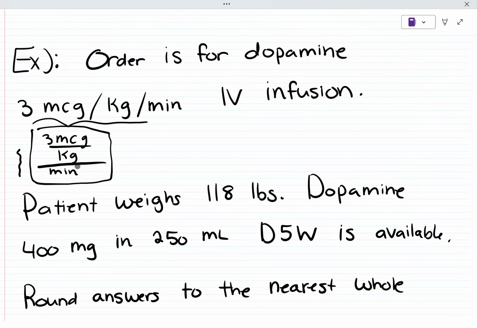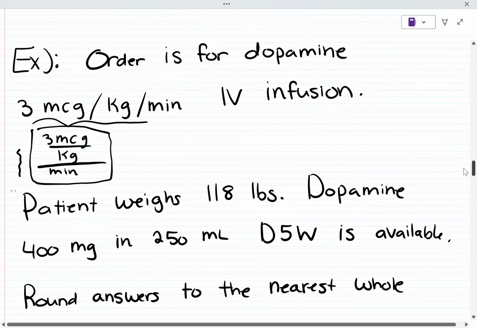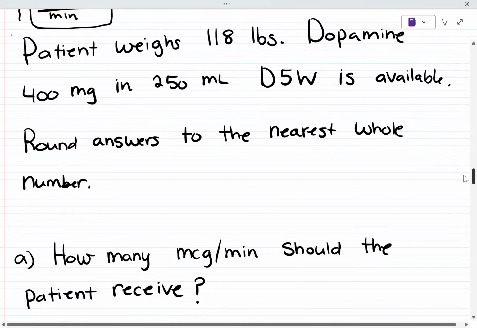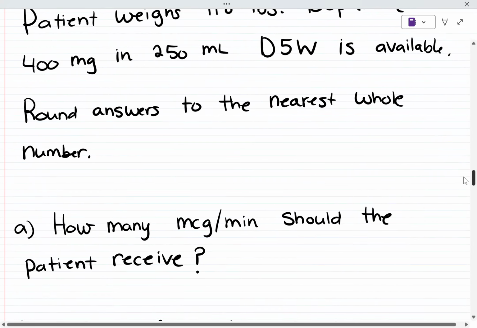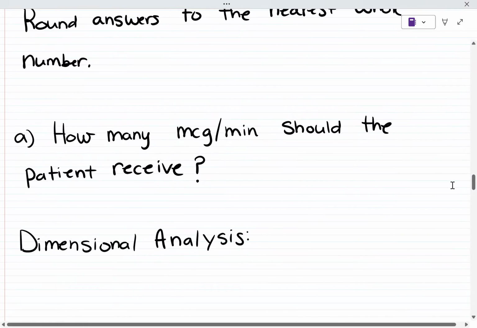So let me just read the problem. Order is for dopamine of 3 mcg per kilogram per minute IV infusion. Patient weighs 118 pounds. Dopamine 400 mg in 250 milliliters D5W is available. Round your answer to the nearest whole number. Part A says, how many mcg per minute should the patient receive? I'm just going to do this with dimensional analysis. It's so much easier. You can do ratio and proportion, but it's a bit more work. I just like to do it all at once.